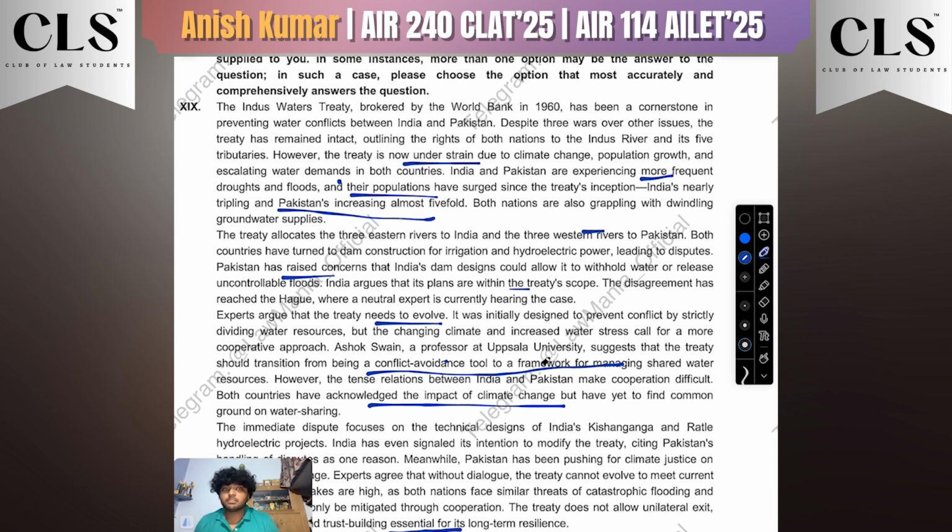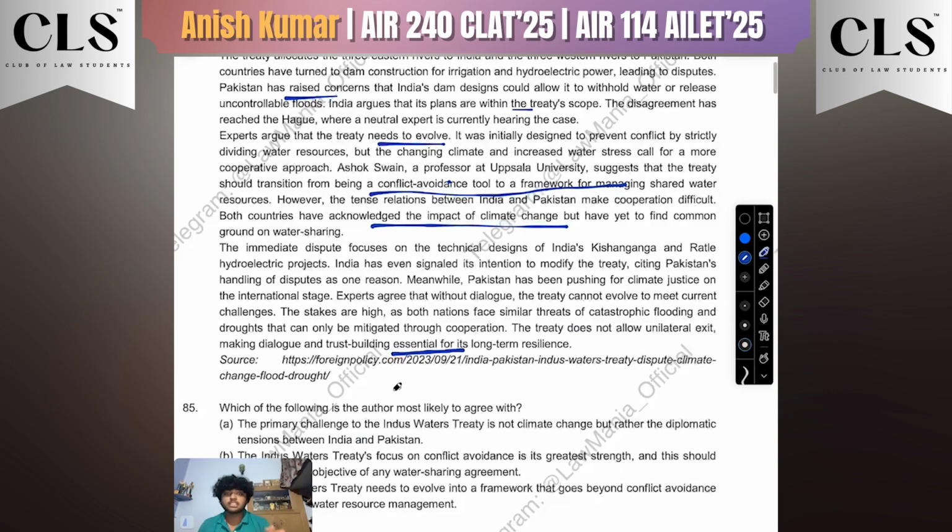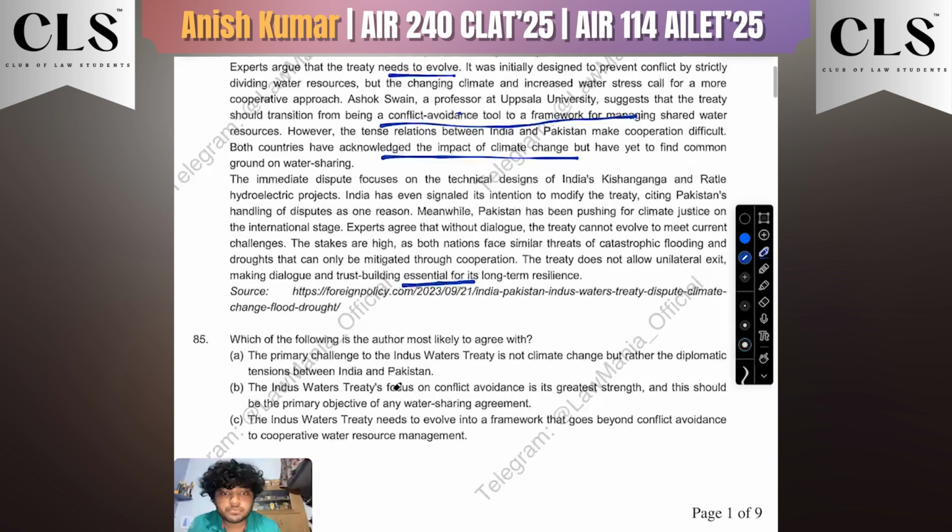Right? So earlier it kind of worked, but now there are problems. The population has risen, there are climate change issues and other stuff, and now both the countries are also in a constant tussle, so it's not really easy to evolve the framework. So there needs to be an expert in between and a lot of dialogue going on, correct? So that's the main idea and what is going on.